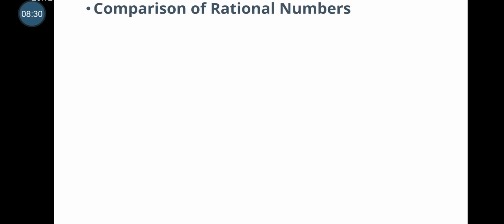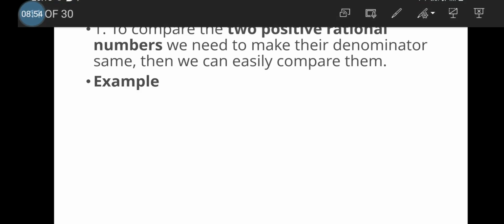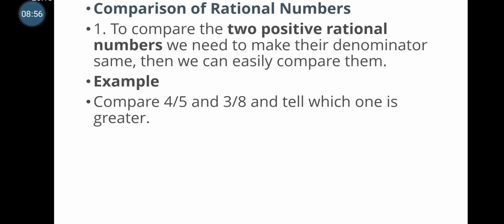Then comparison of rational numbers. So we have learnt already in fractions how to compare two fractions. So same steps we can follow for comparison of rational numbers also. To compare two positive rational numbers, we need to make their denominators same, then we can easily compare them. Okay, so example we can see. Compare 4 by 5 and 3 by 8.